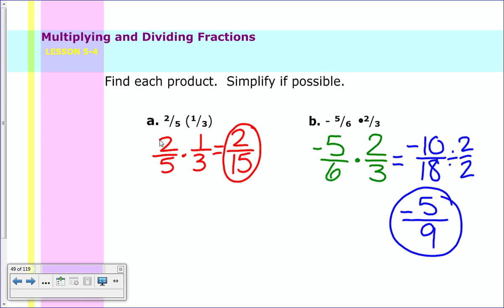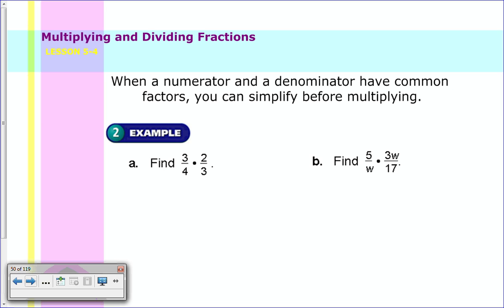Now, the reason you can't make both of these negative is if I had -5 and then a -6, two negatives make a positive. So that would turn that into a +5/6, and it's not. So whenever you multiply or divide with negative numbers, assign that negative sign to the numerator. All right? Now, that's what you do.